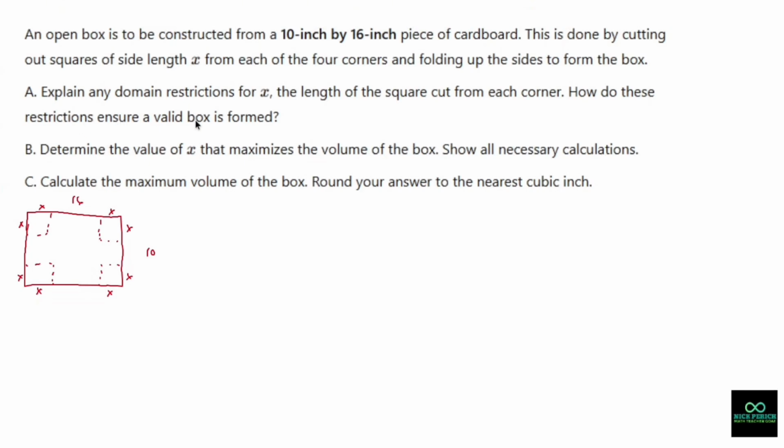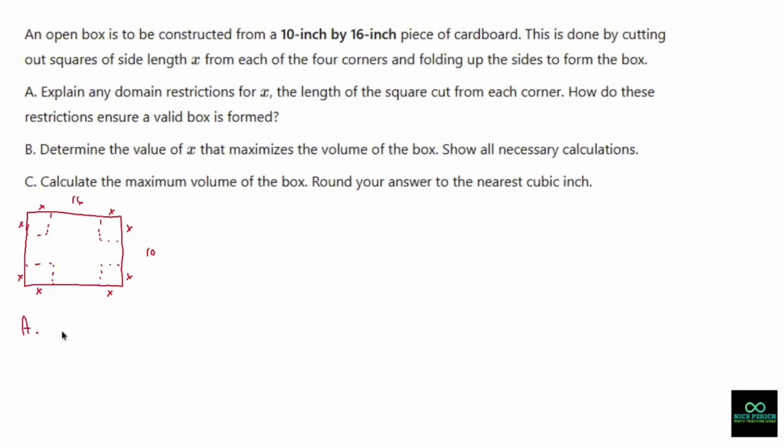Explain any domain restrictions for x, the length of the square cut from each corner. How do these restrictions ensure a valid box is formed? Well, basically the restrictions are saying what x values am I allowed to use, right? I can't just say I'm going to cut 15-inch or 20-inch squares out of each corner, because I don't even have that much material. So what is the smallest possible value that I can use?